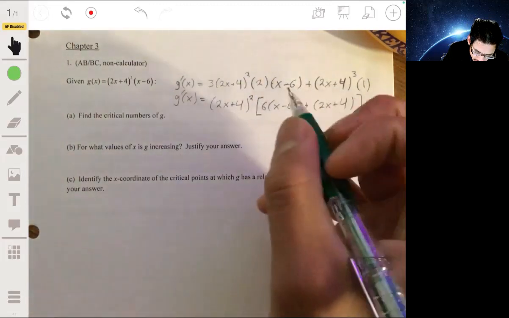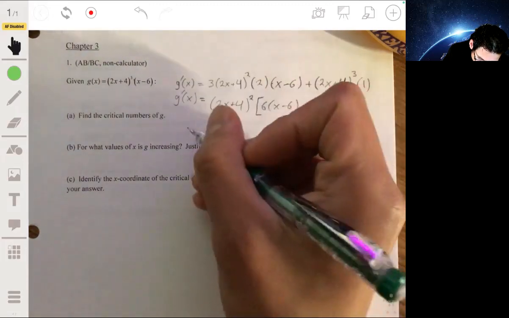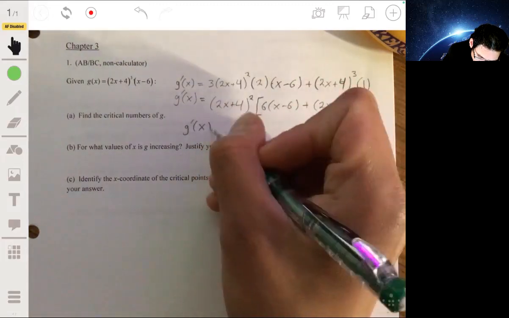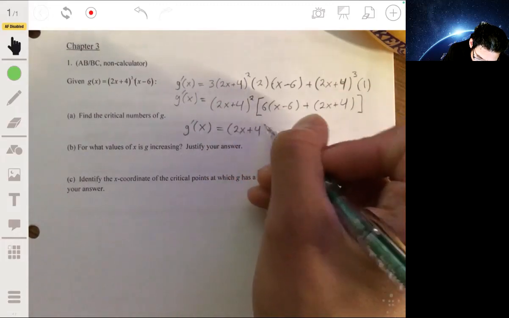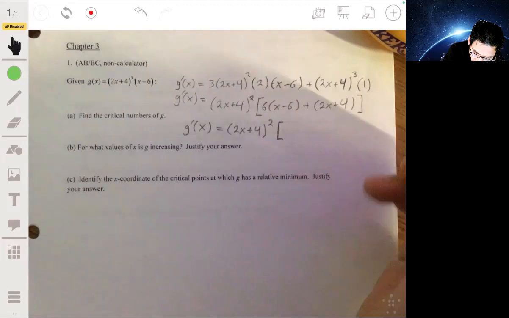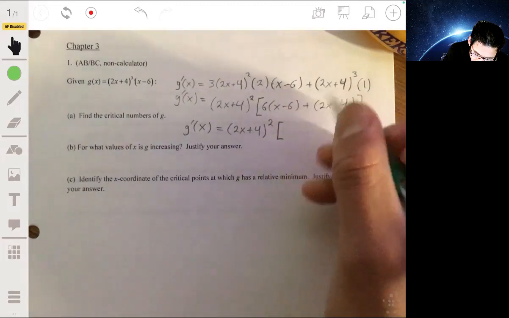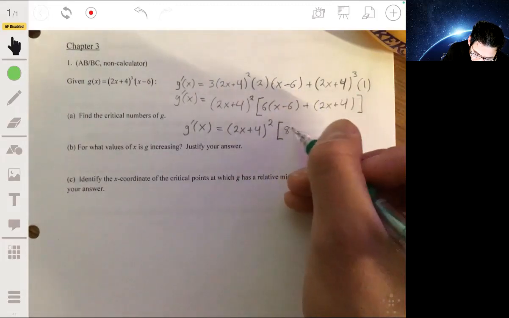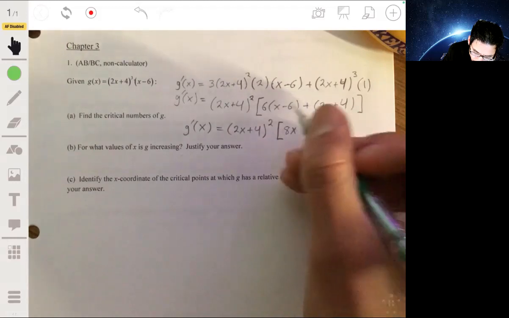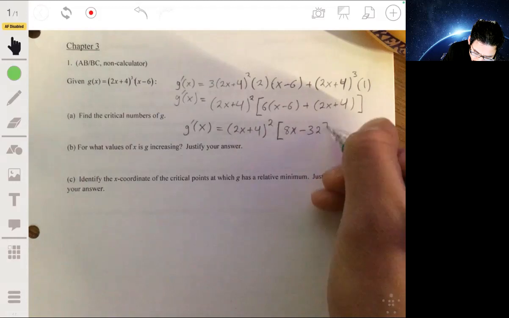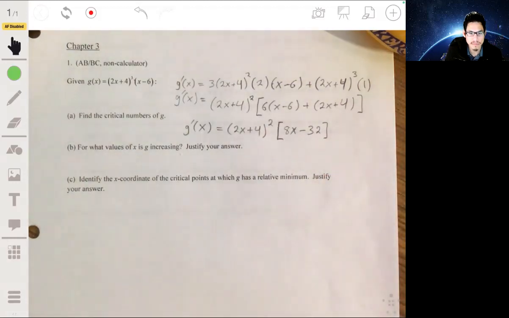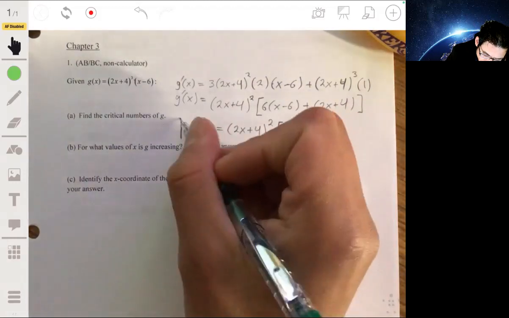And let's just simplify the inside now. G prime of x will be (2x plus 4) squared times (6x minus 36 plus 4), so 8x minus 36 plus 4, so minus 32. Okay, so here's our derivative.